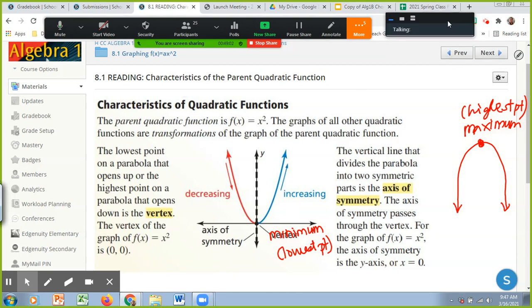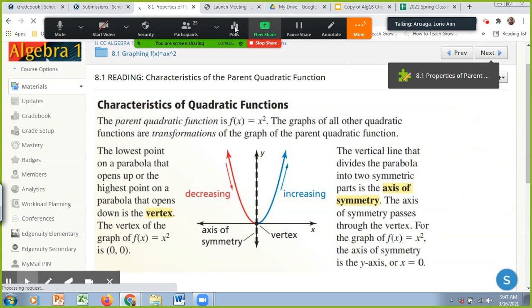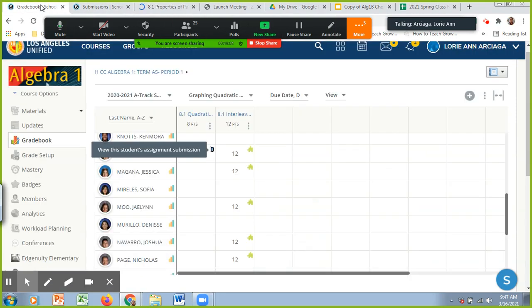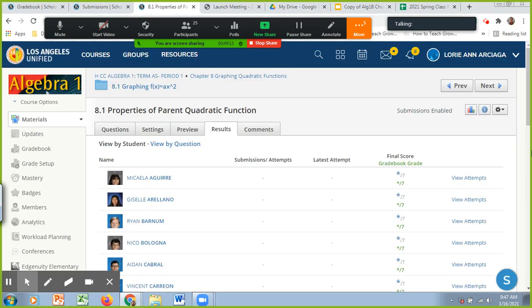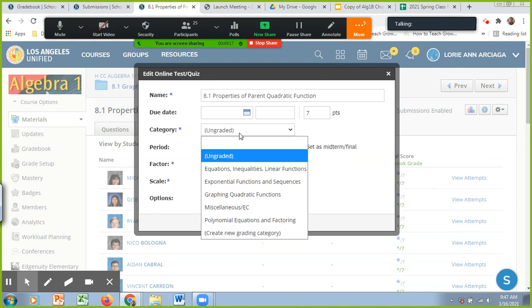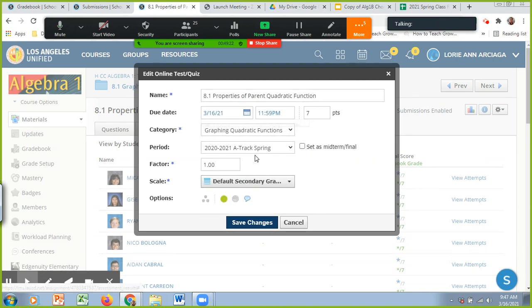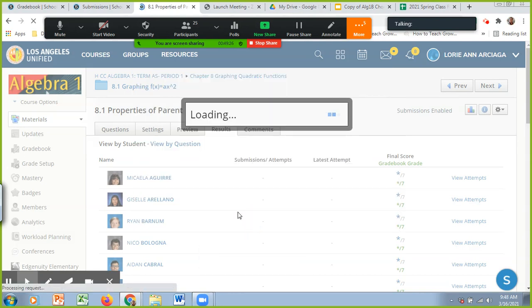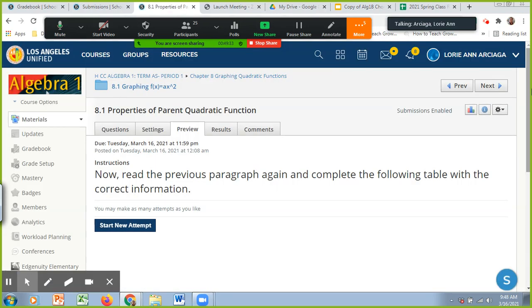So now I'm going to click on next, and I think I probably don't have the date on that one again. So 8.1, let me fix this one. Let's go graphing. It's the 16. All right, so let's take a look at this. Properties of the parent quadratic function.